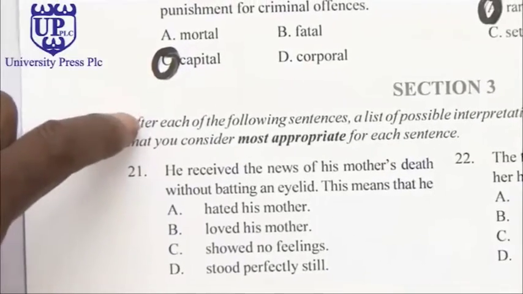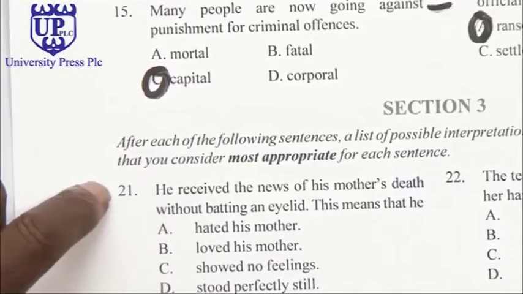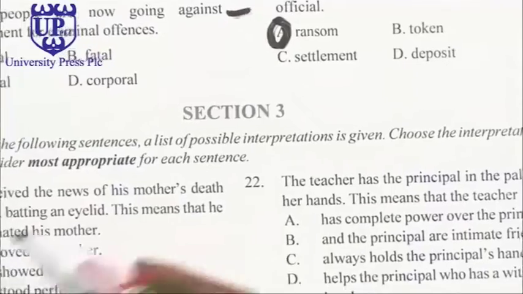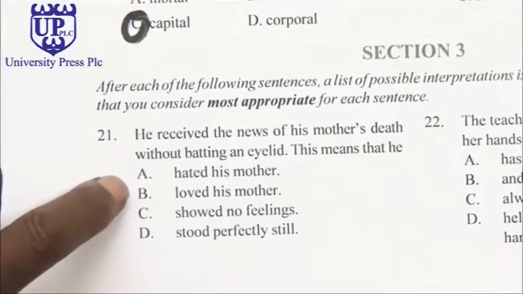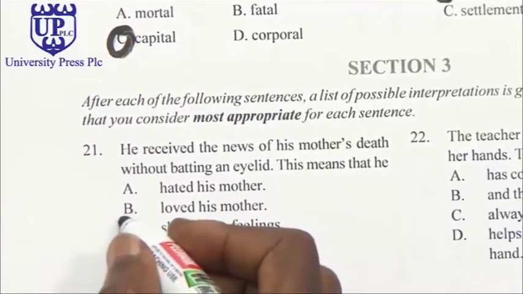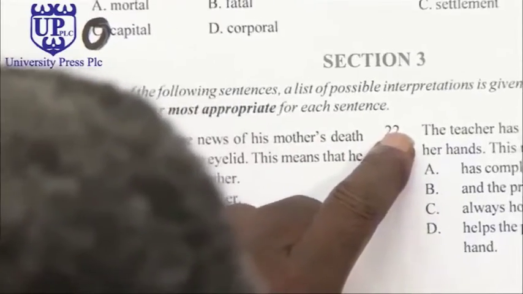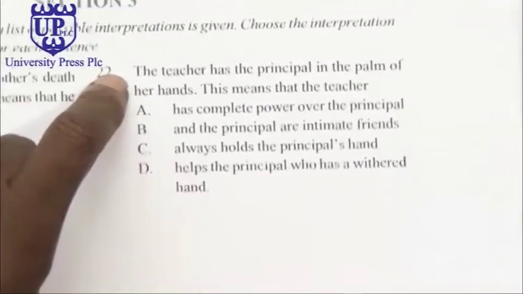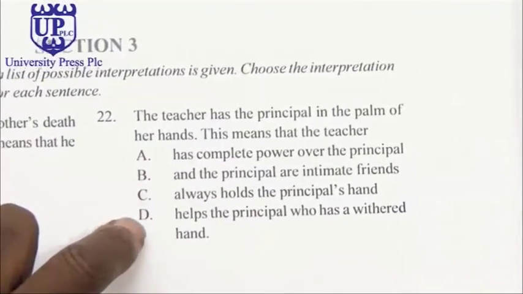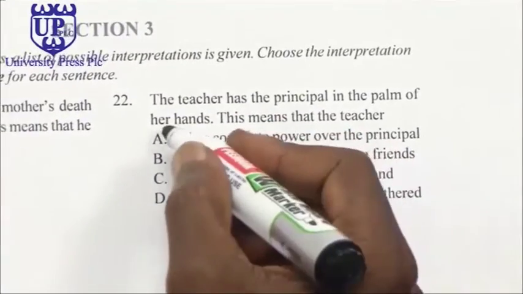Dealing with what? With idioms, interpretation. He received the news of his mother's death without batting an eyelid. Right? That's the idiom now. This means that he did what? He showed no feelings. He did not bat an eye. We have that before. No feelings. The teacher has the principal in the palm of her hands. This means that the teacher did what? Has complete power over the principal.